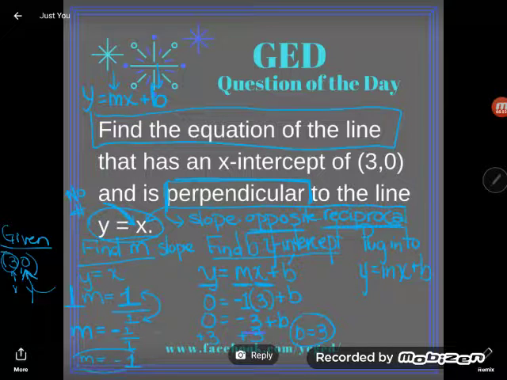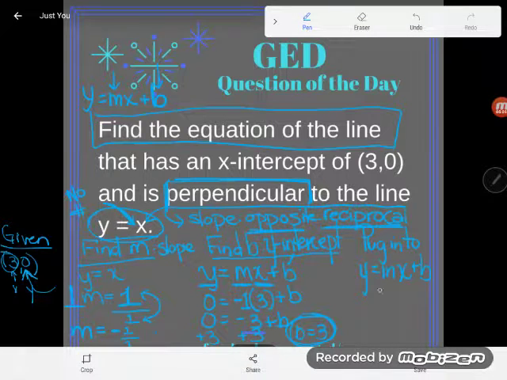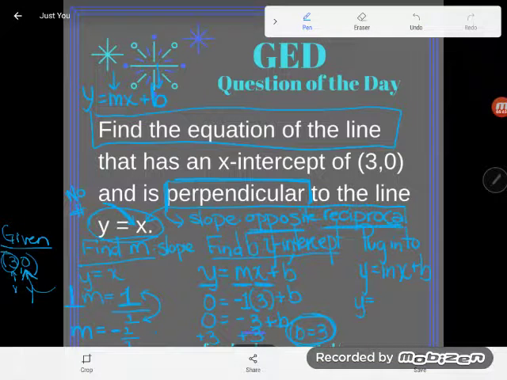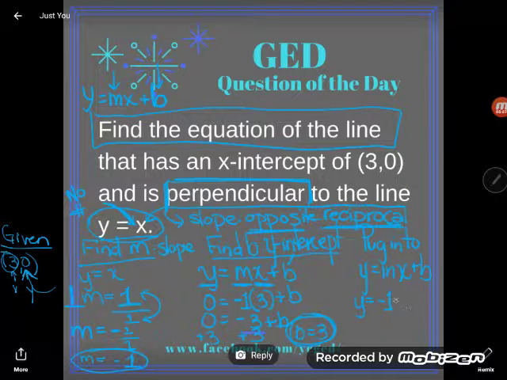So now that I know my m, -1, and I know my b, 3, I can plug into y equals mx plus b for my final answer. Remember, when you're plugging in for your final answer, it's supposed to be the equation of a line, so you're going to leave y. You're going to plug in for m, it was -1. You'll leave x. And you're going to plug in for b, it was 3.